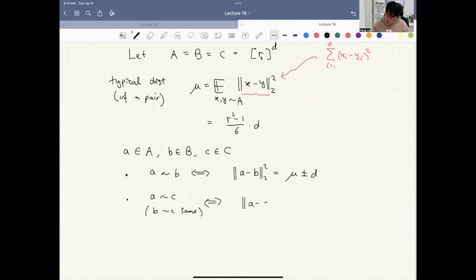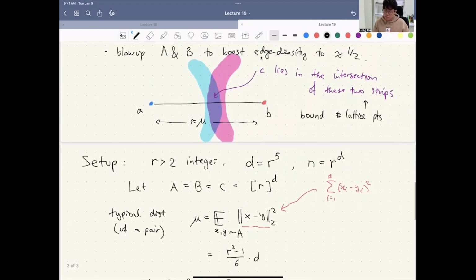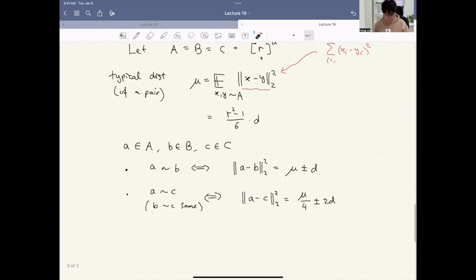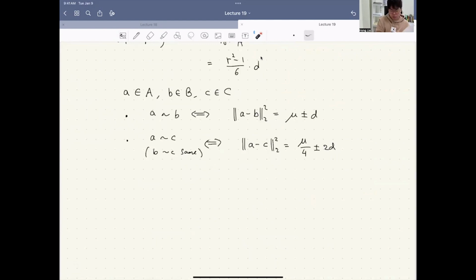If their distance is about half, since I take the square, I need mu over 4 plus minus some error term. Now I'm going to make this error term slightly larger, so we can guarantee that between this intersection of two strips, there are at least some integer points, so that every edge lies in a triangle. All right? Very good. That's the first step.